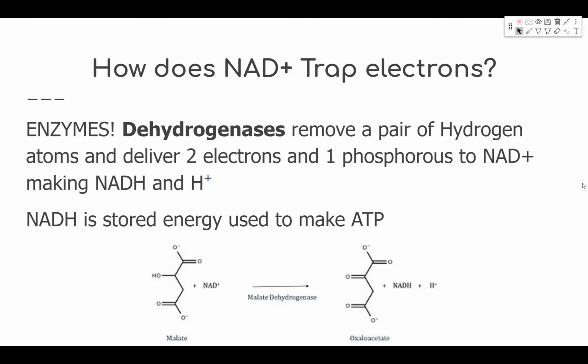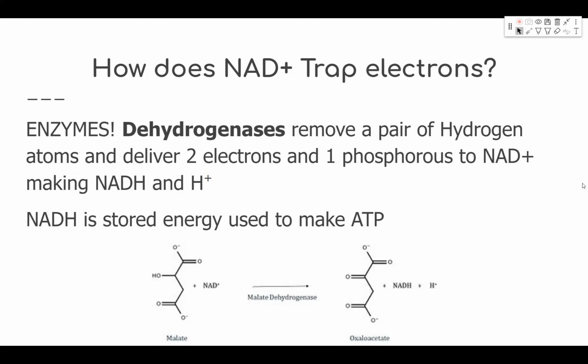So malate dehydrogenase takes off hydrogens. It dehydrogens things. And it's going to transfer them to our NAD+. We're going to get NADH. Cool. All right. So now we can get those electrons off of those carriers and get them to oxygen.